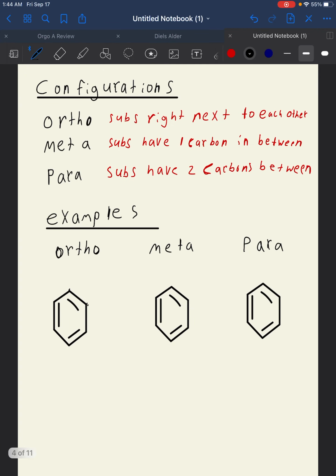So, configurations. You got ortho, meta, and para. So, ortho, the substituents are right next to each other. Meta, the substituents have one carbon in between. And para, the substituents have two carbons in between. So, if I draw this out, ortho, side by side, no carbons in between. X is what I'm going to use to represent substituents, because it could be any of those substituents I just listed back there. Meta, one carbon in between. And para, basically opposite points or two carbons in between, if you want to think of it that way. Those are your configurations to remember.